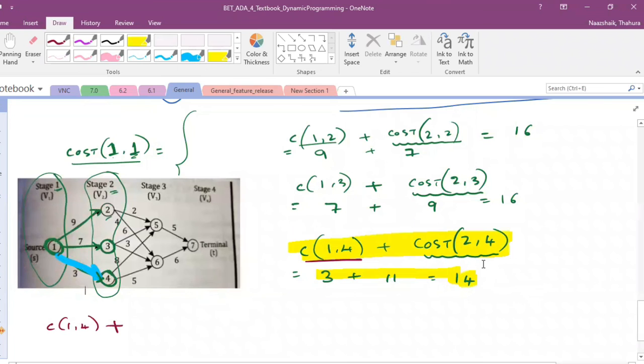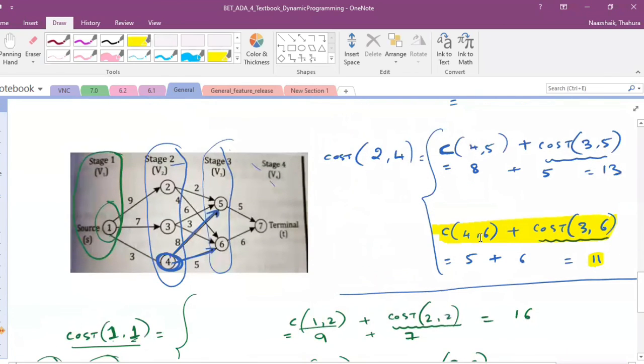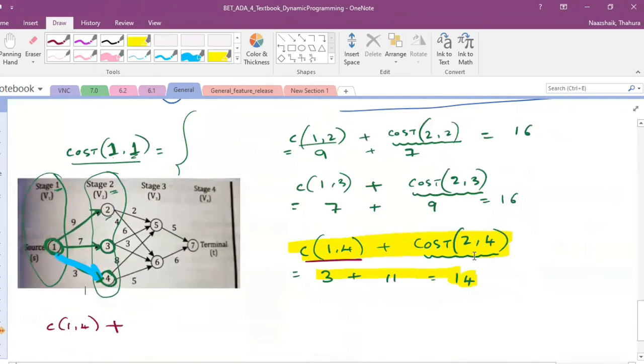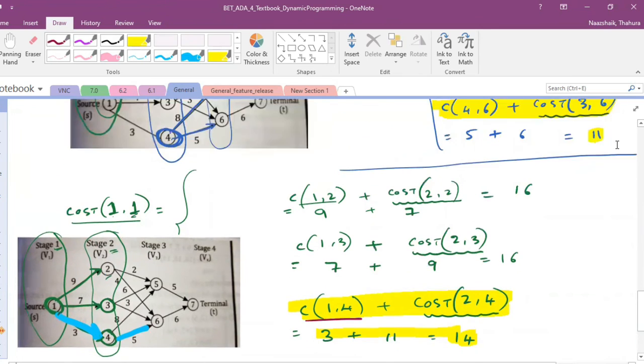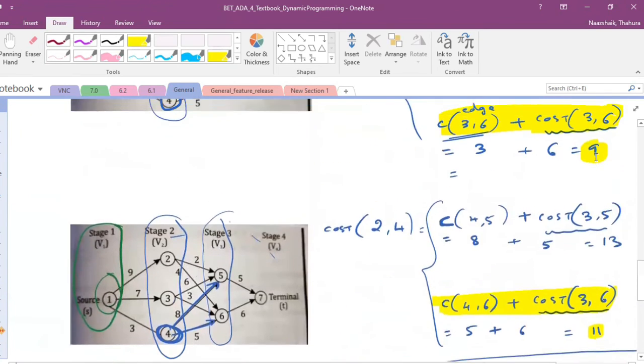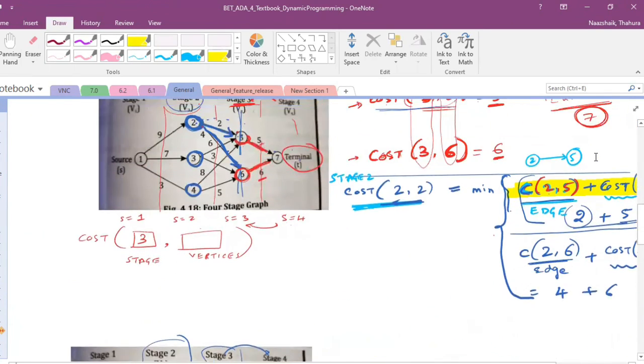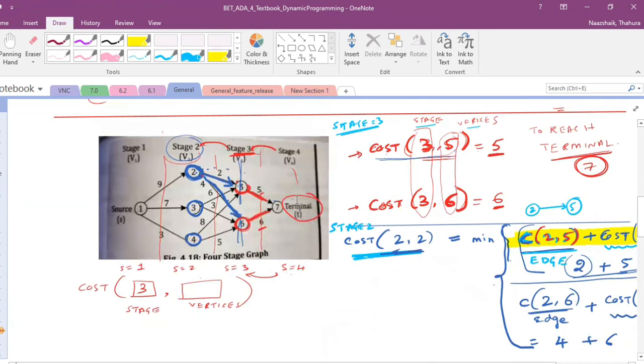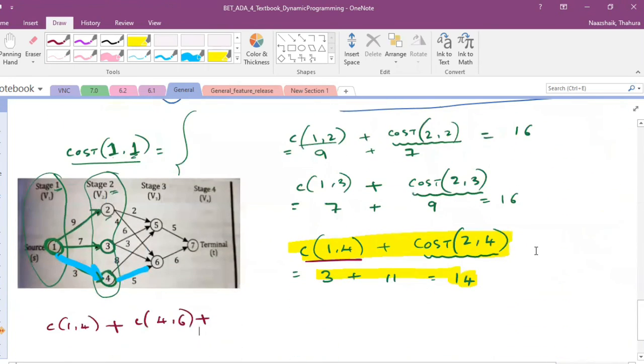This we know. Then from here, how do you go? You have to go back. Cost 2, 4, how did you get? You got by going from 4 to 6, right? So this one. So you got it from 4 to 6 plus 4 to 6 and then cost of 3, 6. So go back and see what was cost 3, 6. 3, 6 was directly this edge, right? 6. So that is this one.